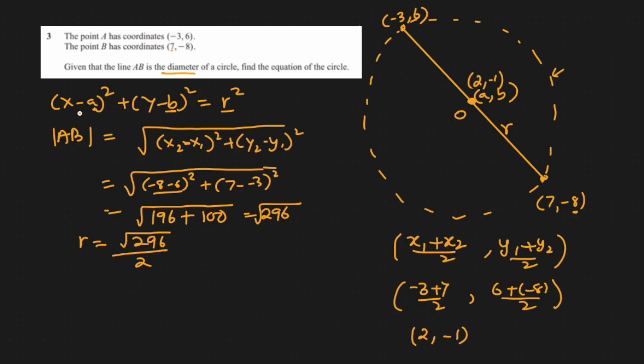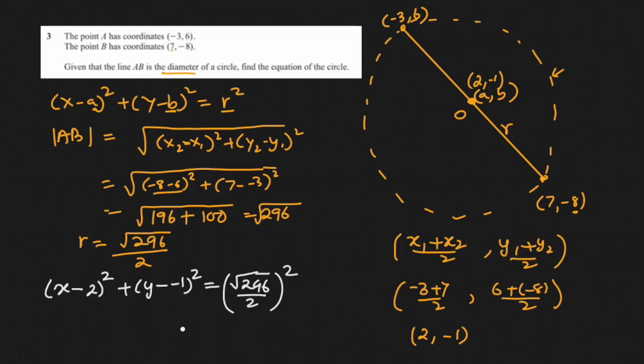We have everything. We can write the equation of the circle now. (x minus a) square. So x minus a, we got a 2, square plus (y minus minus 1) square equal to (square root 296 over 2) square. And let's simplify this and we'll get our equation.